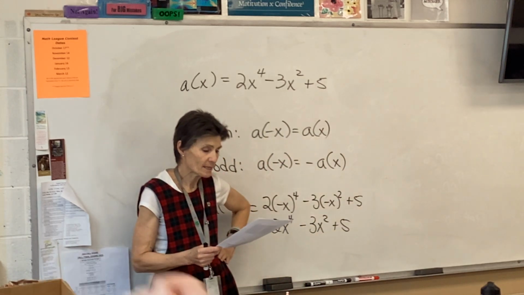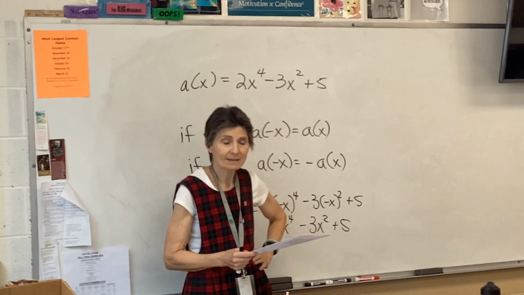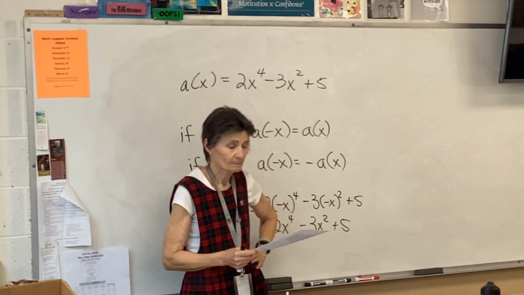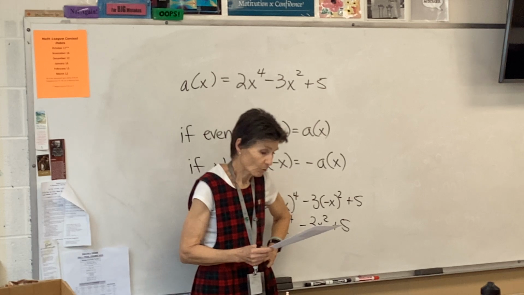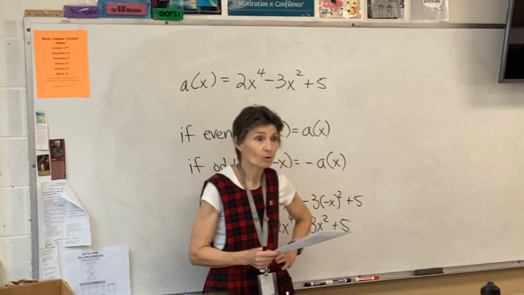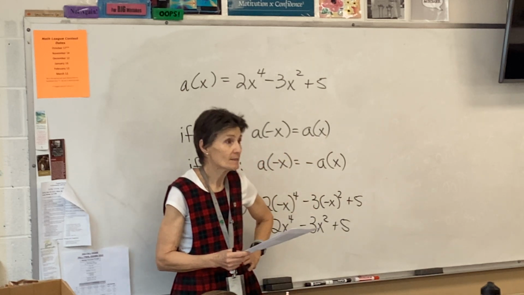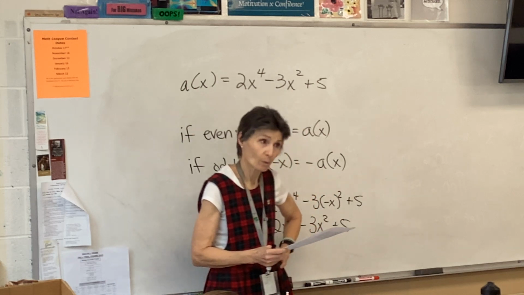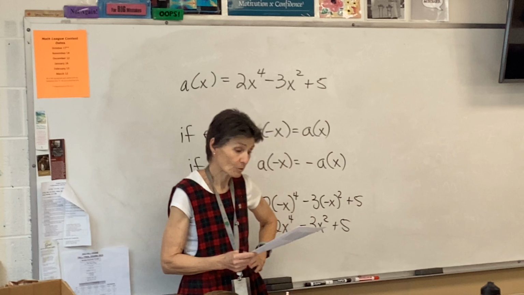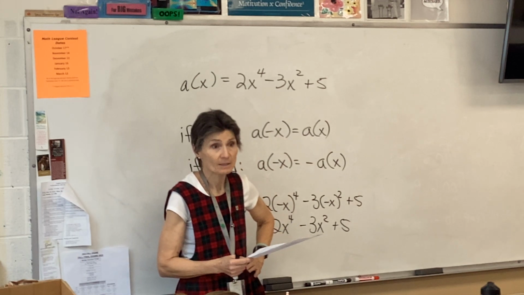The graph of G is negative. It's below the x-axis. The graph of G is increasing. Isn't it going up? Yeah. The rate of change is positive. It's going up. The rate of change is increasing or decreasing? Decreasing, because it's concave down.